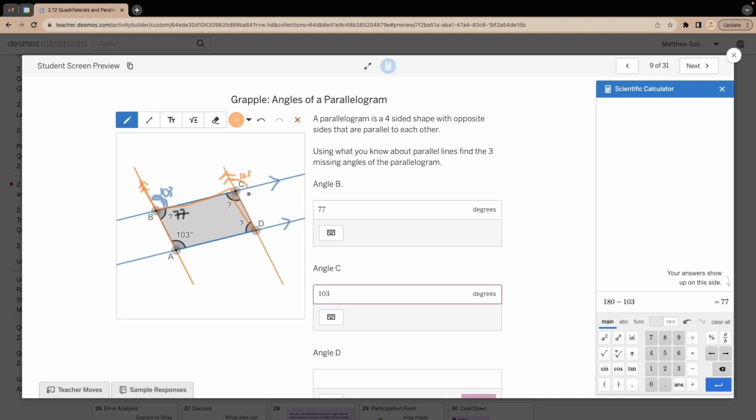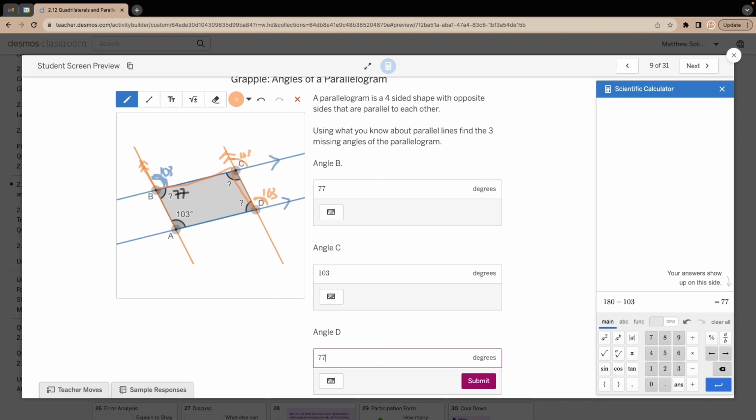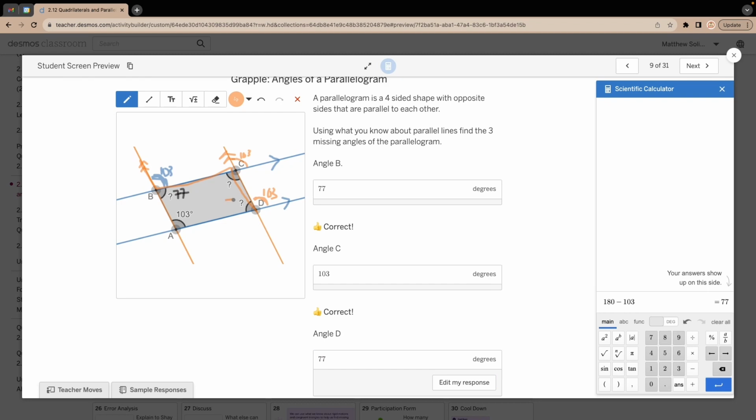And then if I look at this last one, I could slide this 103 down here, and it's next to this angle. So 103 plus what equals 180? Well, we just did that over here. It's got to be 77. So what we notice is the angles across from each other are always equal. 77, 77, 103, and this one was 103. Angles across from each other are equal, and angles next to each other add up to 180.